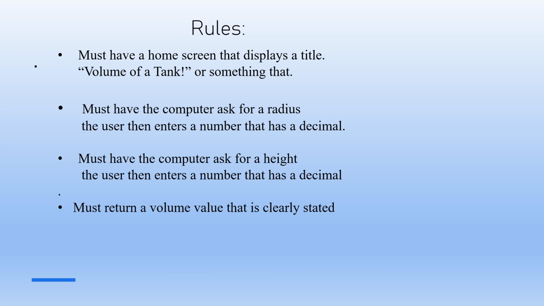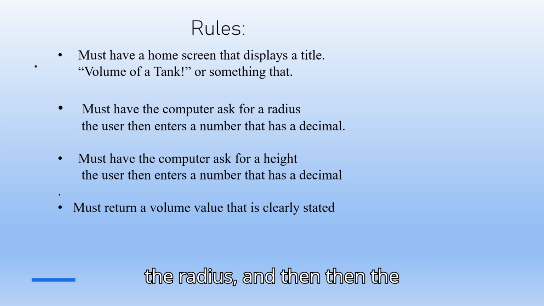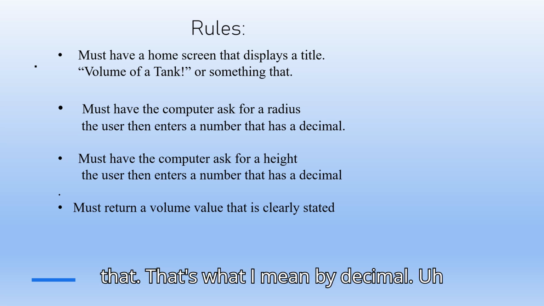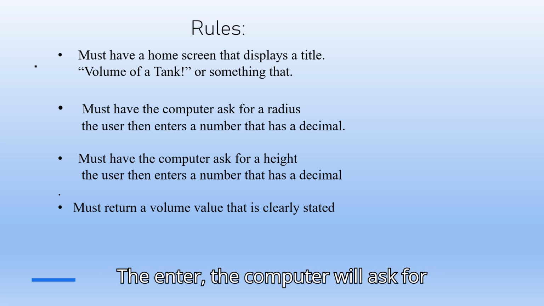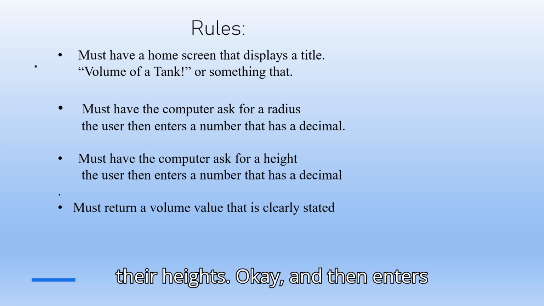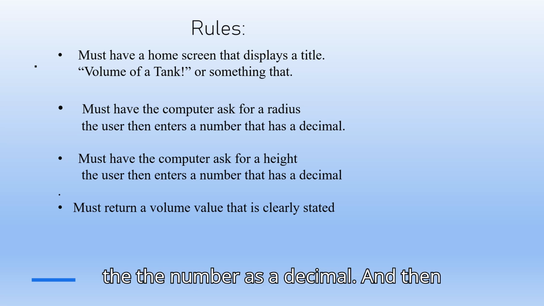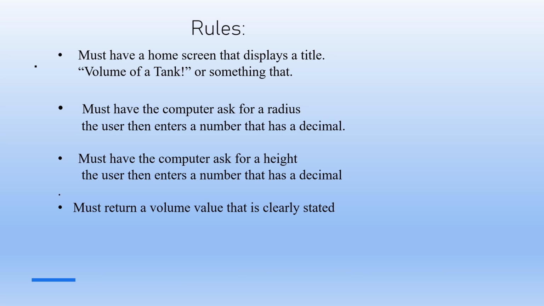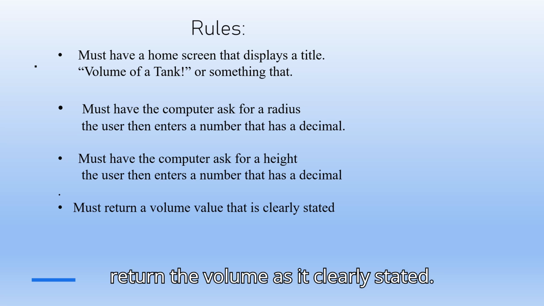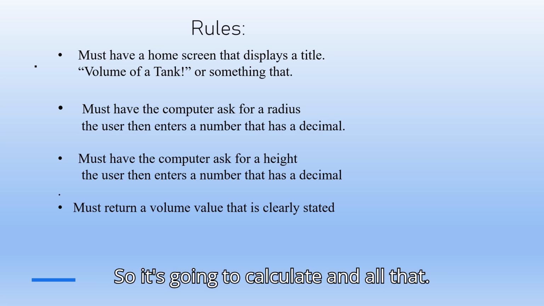The second rule, the computer must ask for the radius, and then the user enters the number in decimal form, like 3.5 or 5.6 or something like that. That's what I mean by decimal. The computer will ask for the height, and the user enters the number as a decimal, and then it must return the volume as clearly stated. So it's going to calculate and all that.